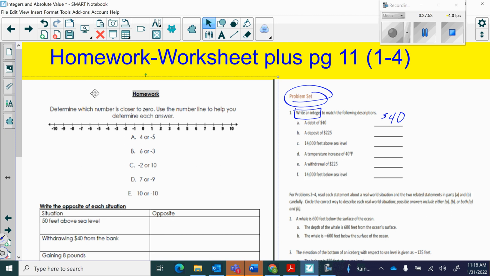A deposit of $225. Deposit's putting money in my account. Luna? Nope, it's putting money in my account. $225. That's a positive. Yes, ma'am? Yeah? Oh, it does say debit. Negative. Thank you, Nora.